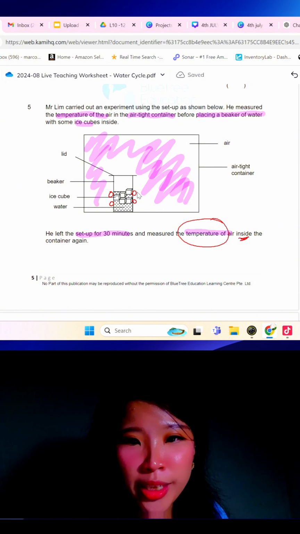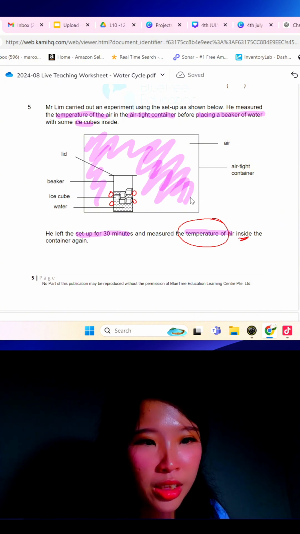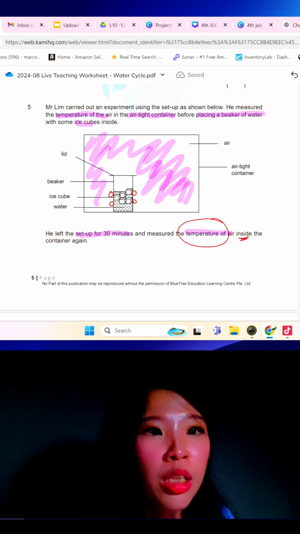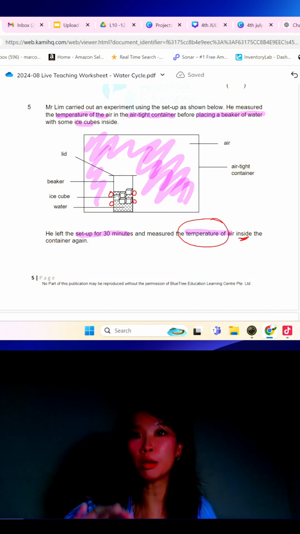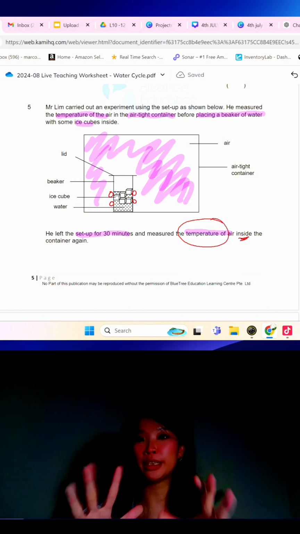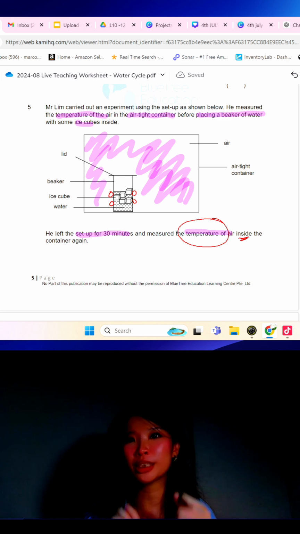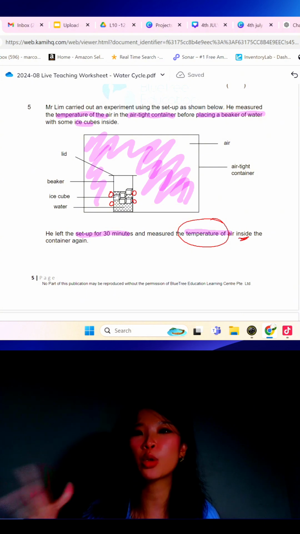Okay, so they're asking why is there condensation, why is there water droplet here? Why is there condensation occurring? Someone says the water gained heat and evaporated. Where did the water gain heat from? When you talk about a template answer, don't just blindly use whatever you memorize. You must apply it to the question. If you're talking about water evaporation, where is the water gaining heat from?